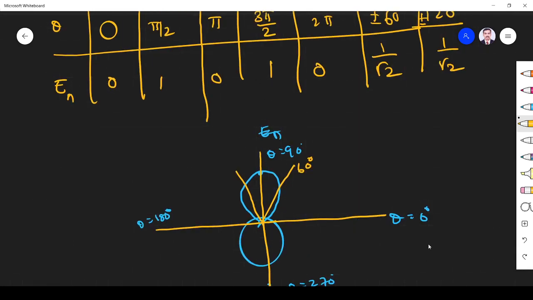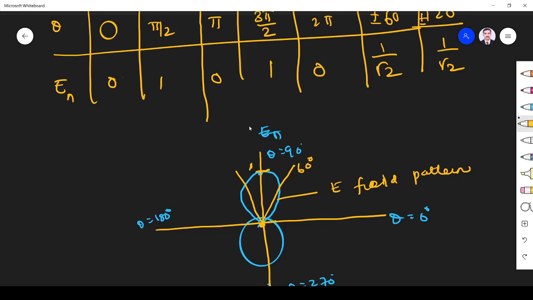Here when theta is equal to pi by 2, the electric field is maximum. You see, this is the electric field value. This blue is representing the electric field pattern. The electric field pattern is maximum when theta is equal to 90. Yes or no? When theta is equal to pi by 2, it has a maximum value of 1 here. Right? When theta is equal to 0, here theta is 0, so here it has a value of 0.